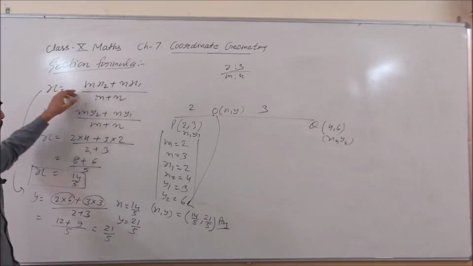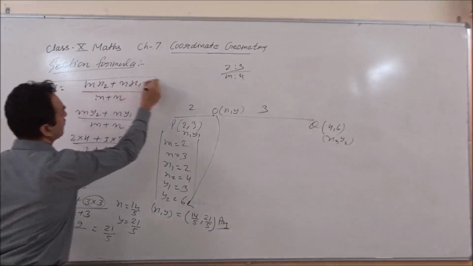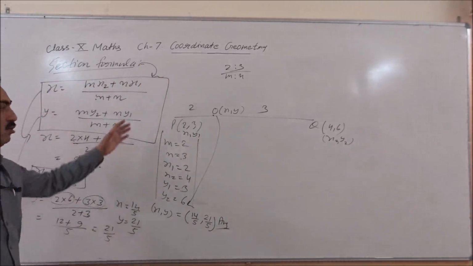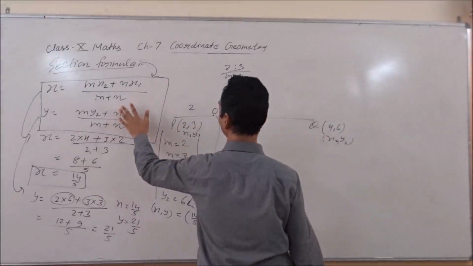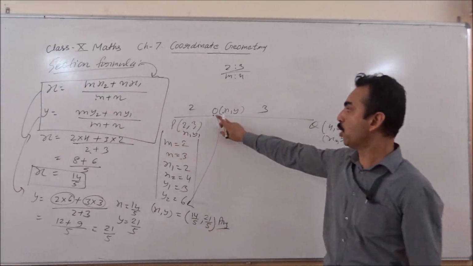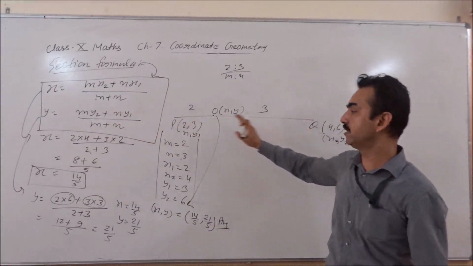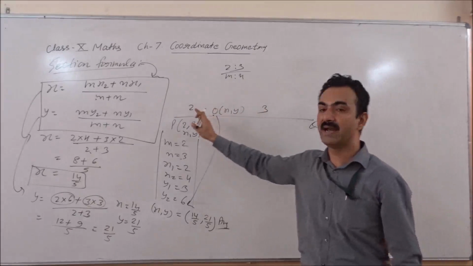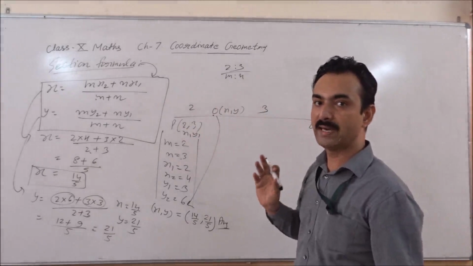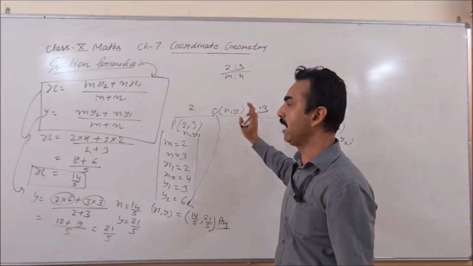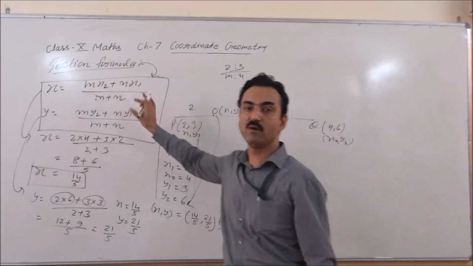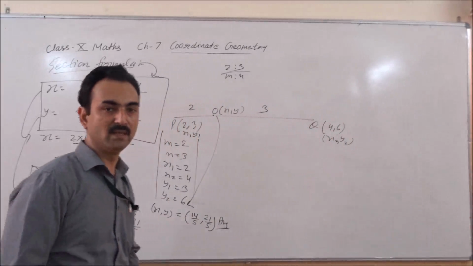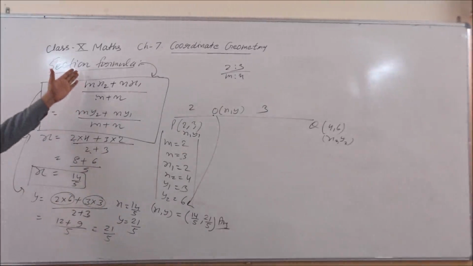The method is you have to use this formula, and this is called the section formula. Why is it called the section formula? Because this formula is used to find the coordinate of the point which divides the given line segment in the required ratio. Ratio means you divide the line segment into two required parts according to the given ratio, and the parts are known as sections. So this formula's name is the section formula.